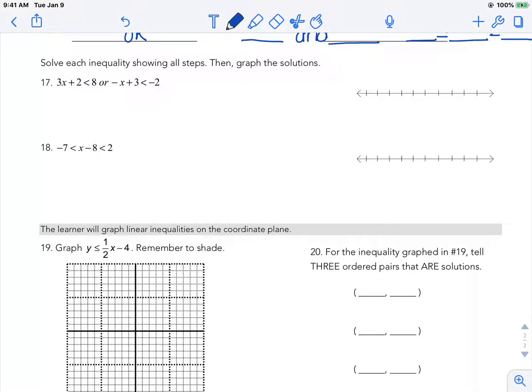Finally, when you look at 17 and 18, these are both ands and ors. The or is stated. So on 17, you want to solve those separately and then graph your or solution. When you get to 18, though, you want to break this up into two separate inequalities by taking what's in the middle in that box, and -7 is less than, and use what's in the middle. And here's where you begin at the other end of the box. X minus 8, that thing in common in the middle, has to be less than 2. So you're separating that into two separate inequalities. You're solving it, and please show your work so that you're doing this.